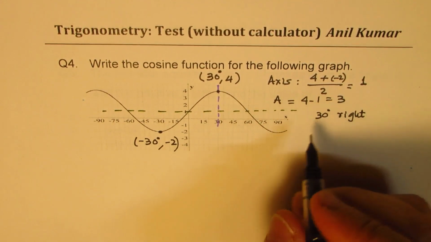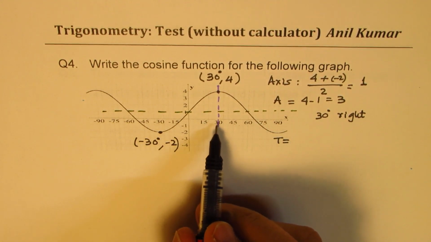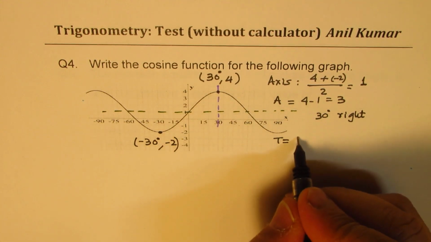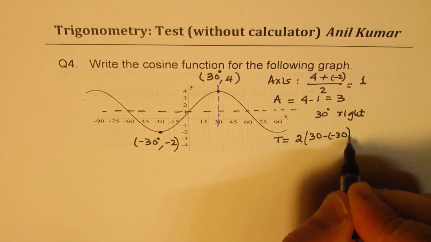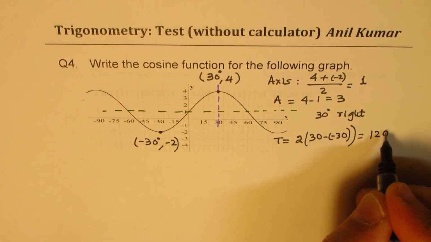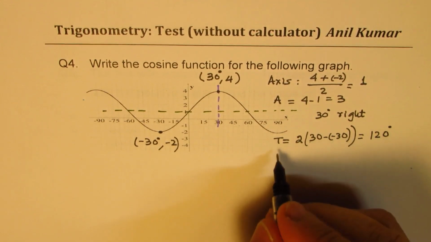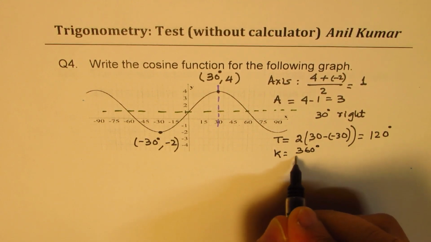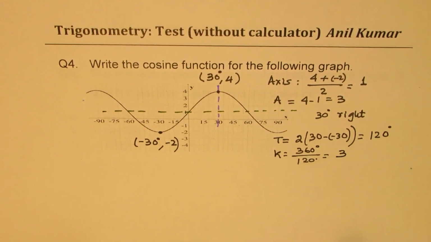So time period T is given to us between 30 to minus 30, and this is just half the wave. So it is 2 times 30 minus minus 30. So that gives you 60 times 2, 120 degrees, right? So the time period is 120. So therefore the value of K will be 360 degrees divided by 120 degrees, and that is 3 times.